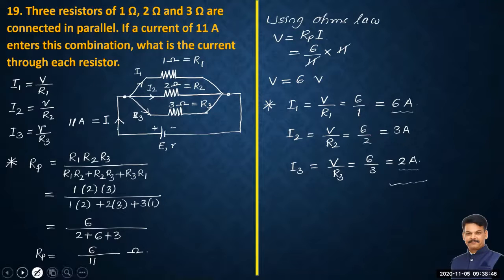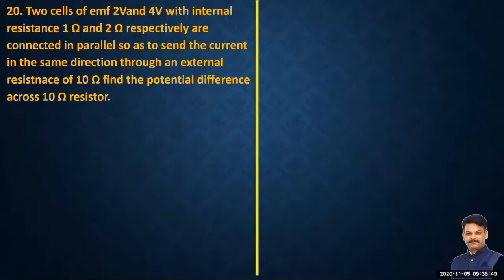After this I have one more problem to solve. This is the last problem of the day, and again it is based upon cells or EMF. Another very important problem from the point of view of the exam. Two cells of EMF 2 volt and 4 volt with internal resistance 1 ohm and 2 ohm respectively are connected in parallel so as to send the current in the same direction through an external resistance of 10 ohm. Find the potential difference across the 10 ohm resistor.